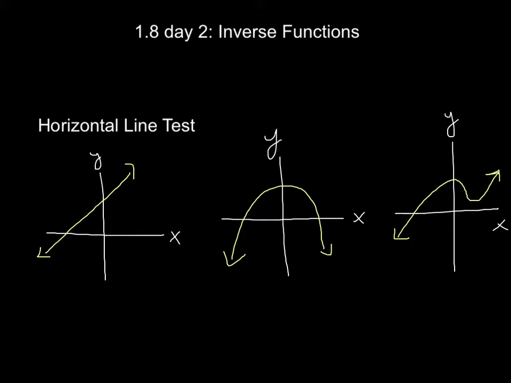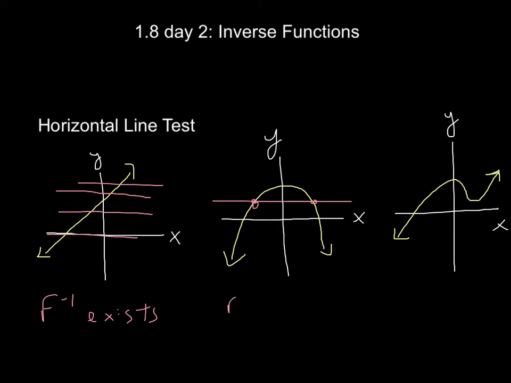function. So for example, if we look at these three graphs, if I look at the first graph, there's no horizontal line that I could draw that's going to hit that graph more than once. So what that tells me is that the inverse, f inverse, exists. I know that function will have an inverse, whatever it may be. If I look at the second graph, if I draw in a horizontal line here, I'm hitting the graph in two different places. What that tells me is this function does not have an inverse.